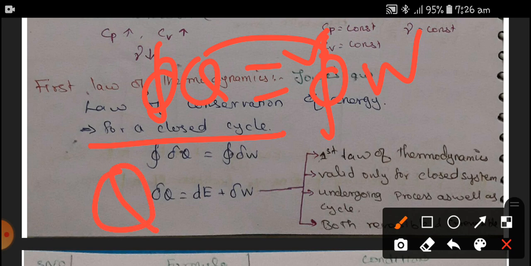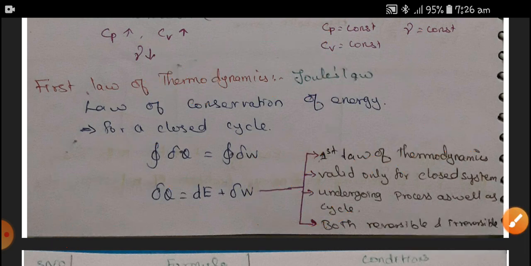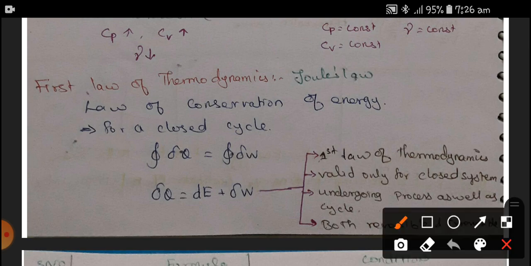That is why the internal energy, the difference in energy, will come into the picture. So, delta Q is equal to difference in energy plus the change in work. Here, the first law of thermodynamics is valid only for a closed system undergoing a process as well as a cycle. Both reversible and irreversible cases, this formula will be valid.